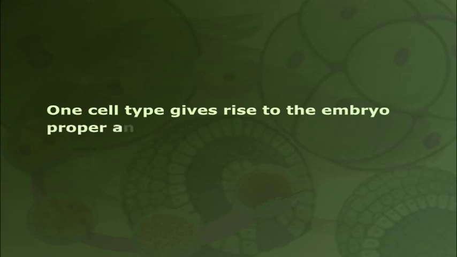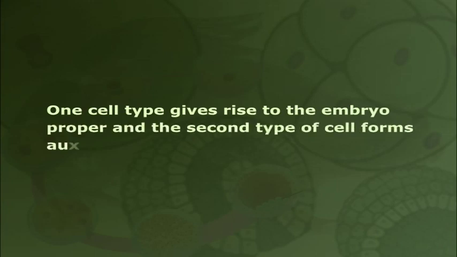Second, two kinds of cells compose the second type of blastula. One cell type gives rise to the embryo proper and the second type of cells forms auxiliary cells. The latter cells function in implantation, nutrition, respiration and excretion and play no part in forming the body of the embryo. Elasmobranchs and teleost fishes, reptiles, birds and mammals possess this type of blastula.